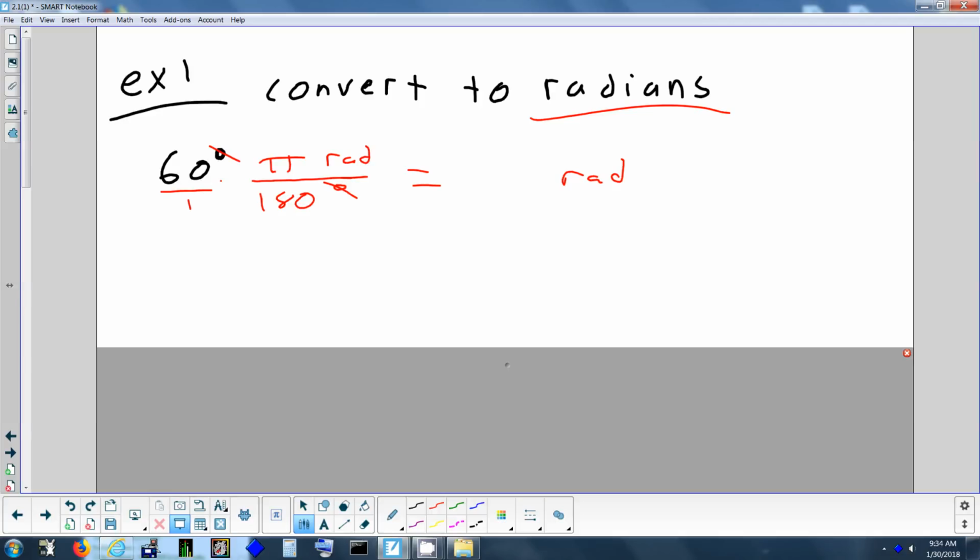Does 60 go into 180? Yep. How many times? 3. Becomes a 1. Becomes a 3. So your final answer is 1 times pi over 1 times 3. Pi over 3. So 60 degrees is equal to pi over 3 radians.